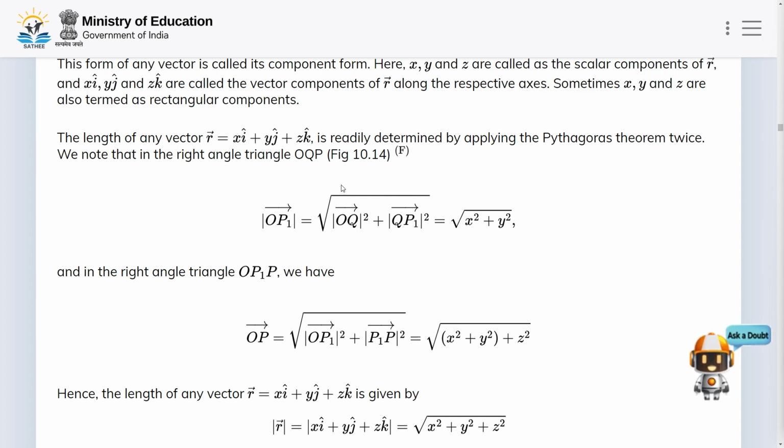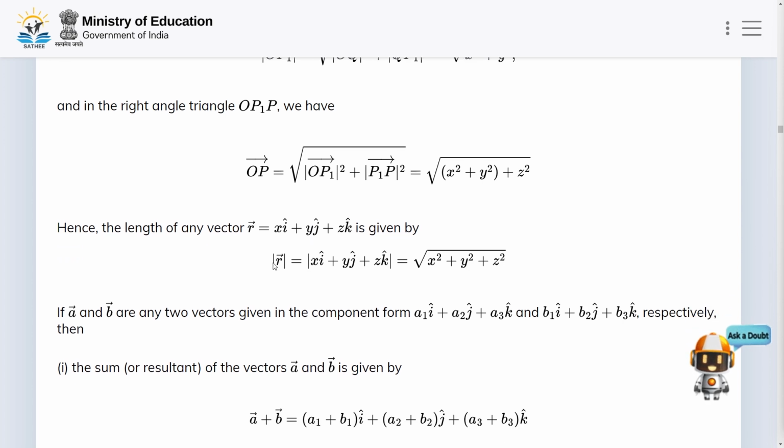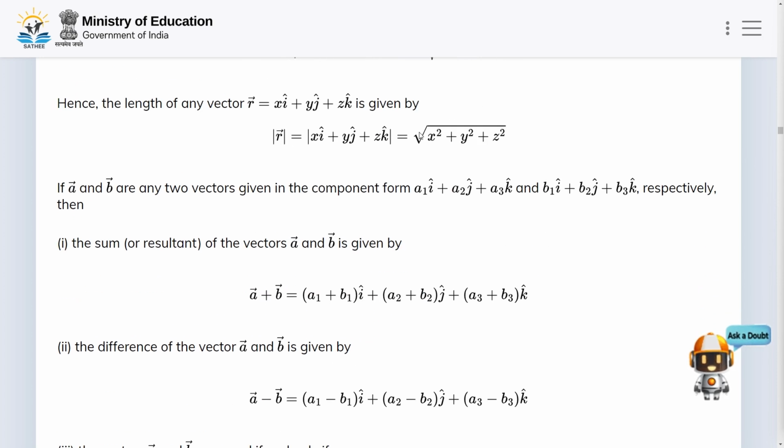Now the length of any vector R, xi plus yj plus zk, we will be applying what? Pythagoras theorem. You will get that the OP1 length, magnitude, will be root of x square plus y square. In the right angle triangle OP1P, you will have the OP magnitude as root of x square plus y square plus z square. So this gives you the magnitude of R. This means the magnitude of xi hat plus yj hat plus zk hat is equal to root of x square plus y square plus z square. Clear? Okay.